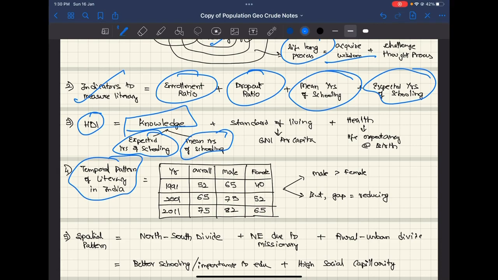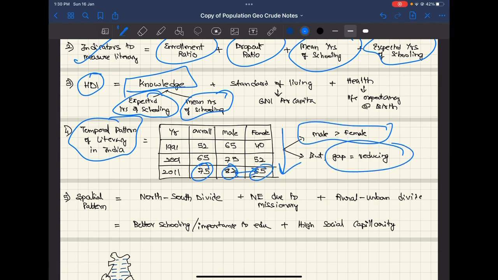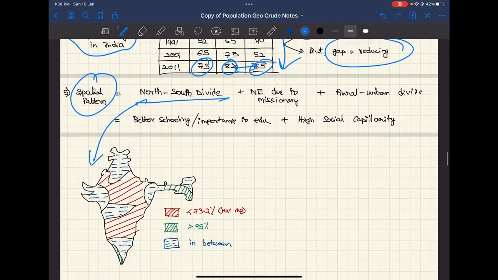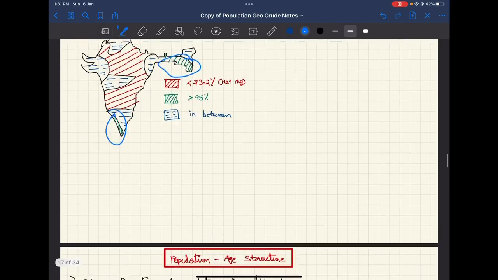So the temporal pattern of literacy, we can see that in 2011 overall is 75, male 82 and female 65. So there is a gap between male and female, but this gap is reducing overall. The spatial pattern, there is a north-south divide, as we can see from this. The northeast has high literacy due to missionaries, and Kerala has high importance given to education and high social capability. Also, there is a rural-urban divide between the literacy patterns.